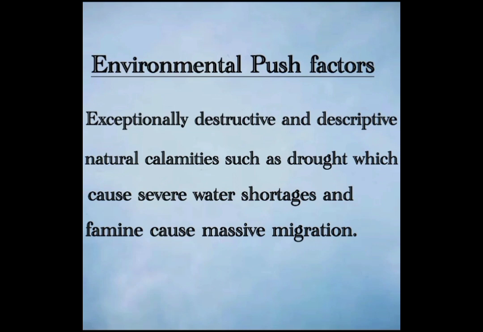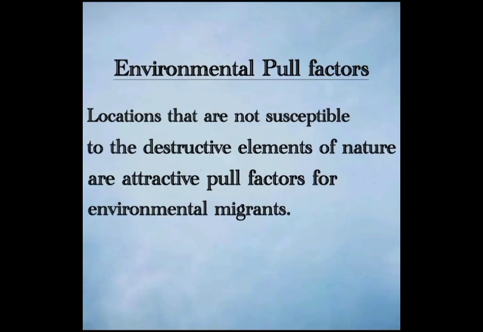Environmental push factors. Exceptionally destructive natural calamities such as droughts, which cause river and water shortages and famine, cause massive migration. Environmental pull factors. Locations that are not susceptible to the destructive elements of nature are an attraction.